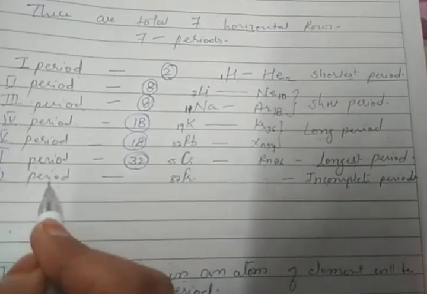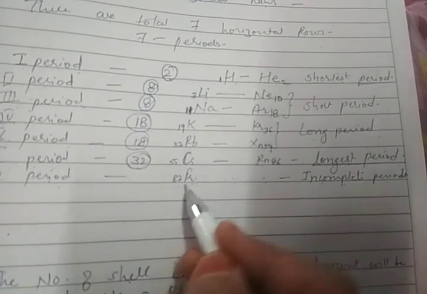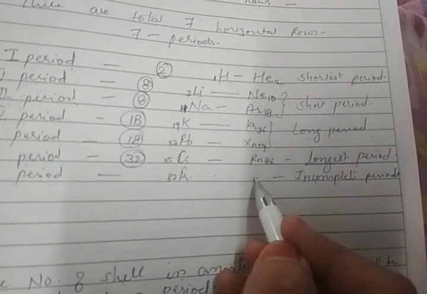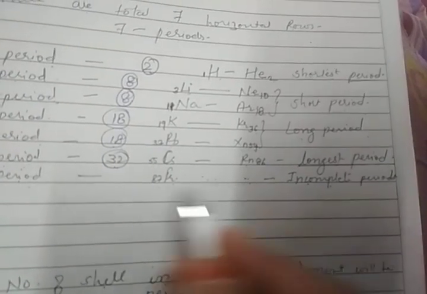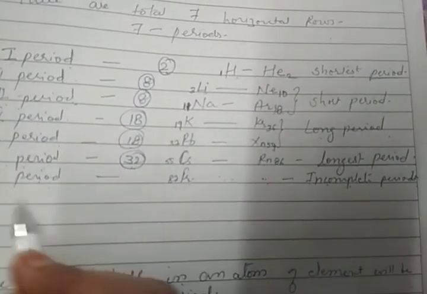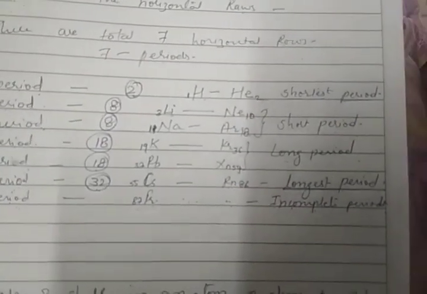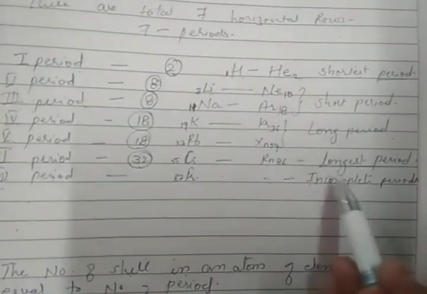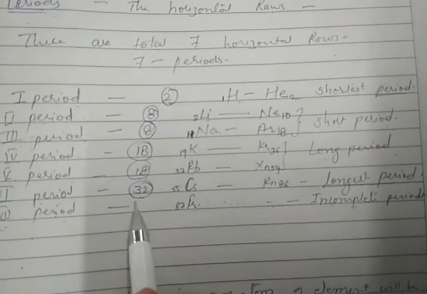The seventh period. The elements of the seventh period start with francium 87. The elements which belong to the seventh period are still under study. That's why this period is known as the incomplete period. This complete tabulation about the periods, we have to remember because it is important for the exams. It can be asked as a give reason also. For example, the sixth period is called the longest period. Why? Because it contains the maximum 32 elements.